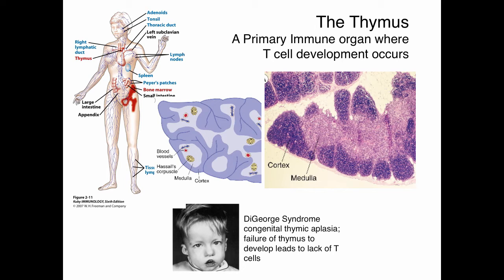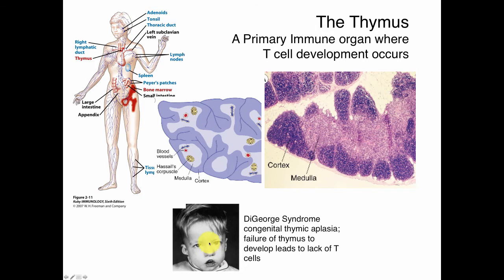And so just to review the difference between primary and secondary lymphoid organs, primary lymphoid organs are defined as lymphoid organs where lymphocytes develop. And so there's two main primary lymphoid organs. There's the bone marrow, where B cells develop, and then there's the thymus, which is in the mediastinal cavity, where T cells develop. So T for thymus, B for bone marrow.